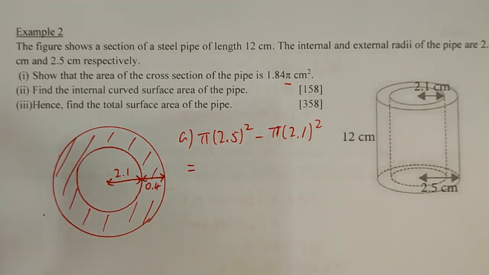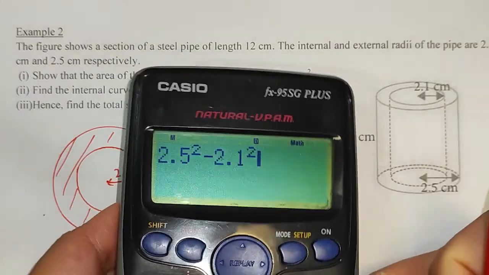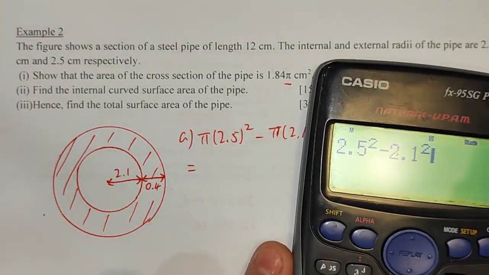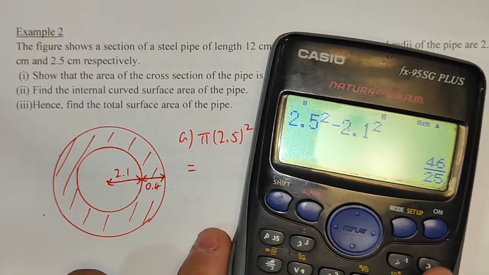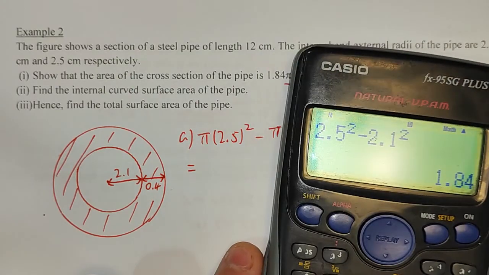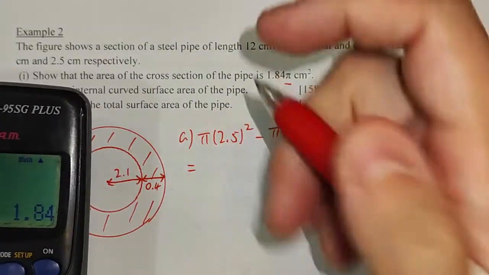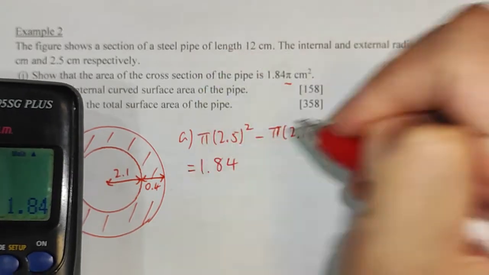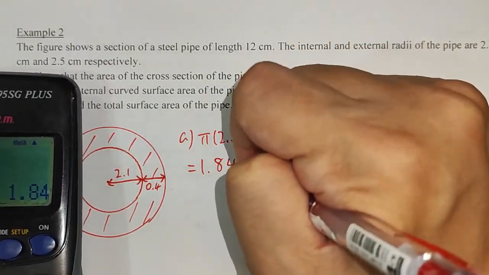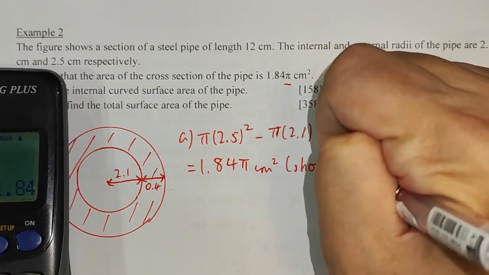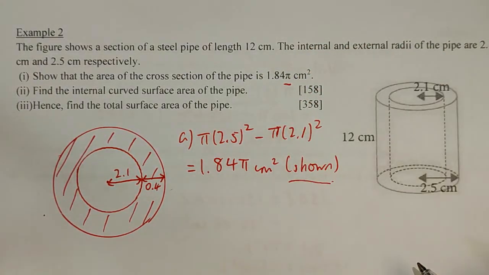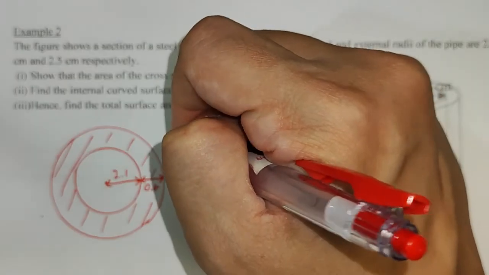So in my calculator, what I'll press is this. The coefficient. So I literally treat pi like x. I get 1.84. See? So I get 1.84, and just like the x, I put it back to pi, cm squared, shown. For a show question, you need to end off with the word shown, to say that this is my final step. I shown the answer. This is part 1.